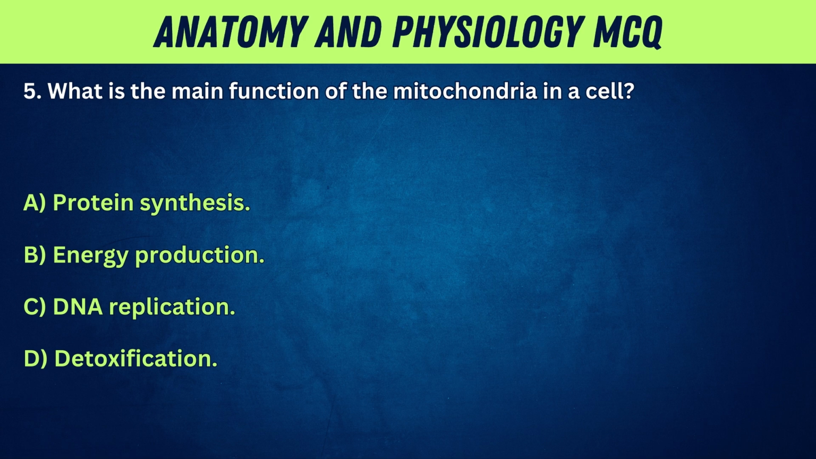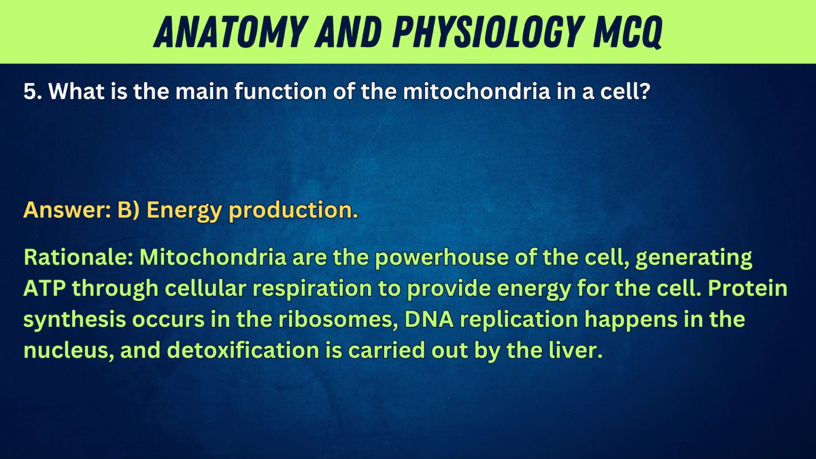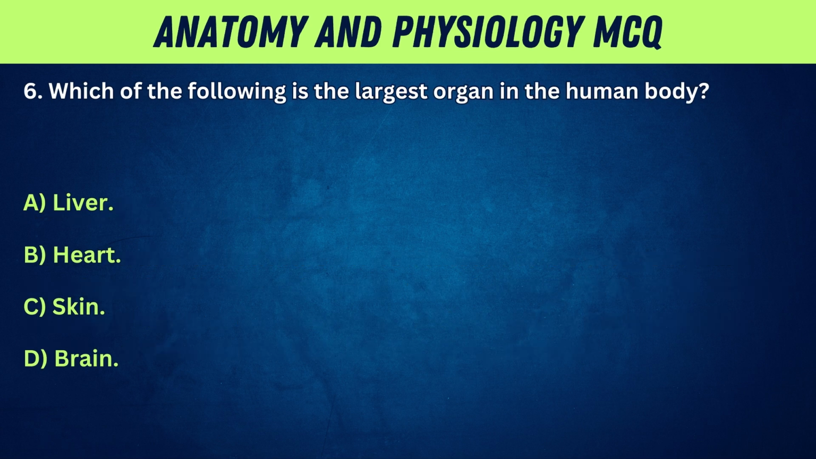5. What is the main function of the mitochondria in a cell? A. Protein synthesis. B. Energy production. C. DNA replication. D. Detoxification. Answer: B. Energy production. Rationale: mitochondria are the powerhouse of the cell, generating ATP through cellular respiration to provide energy for the cell. Protein synthesis occurs in the ribosomes, DNA replication happens in the nucleus, and detoxification is carried out by the liver.